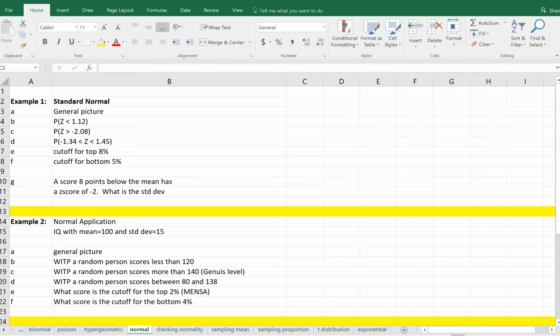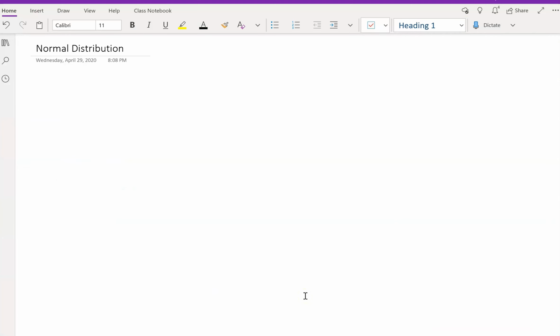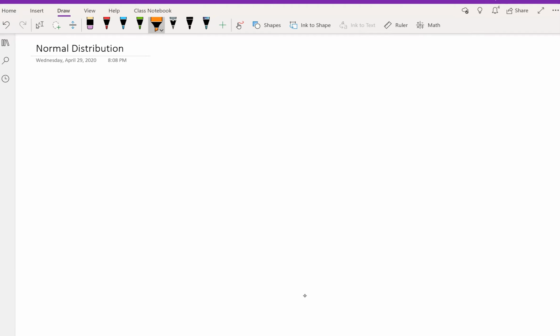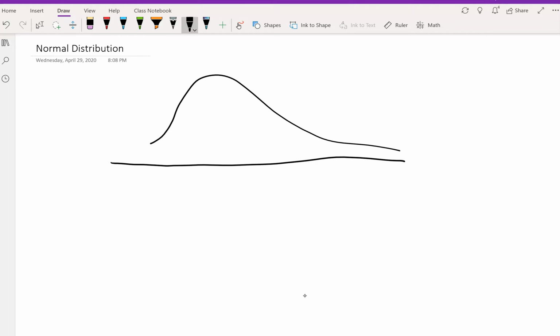Before we go much further, I would like to draw a normal distribution, the picture of a normal distribution, and what it looks like is the following. What we have here is the x-axis, the real-life x-axis, and above it we have this curve called the normal curve, the z-curve. And this z-curve is a beautiful model for many, many applications.